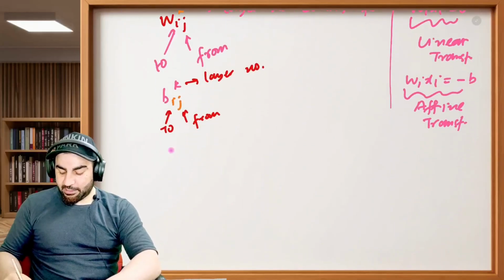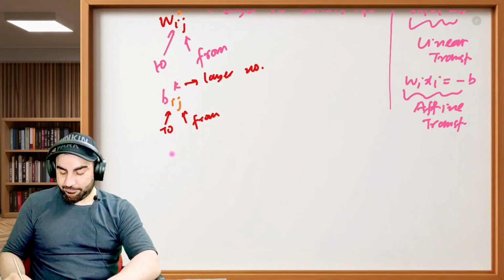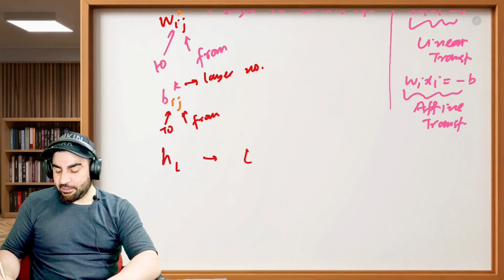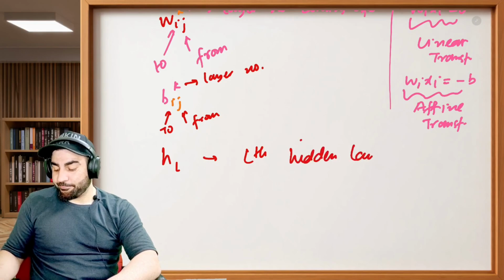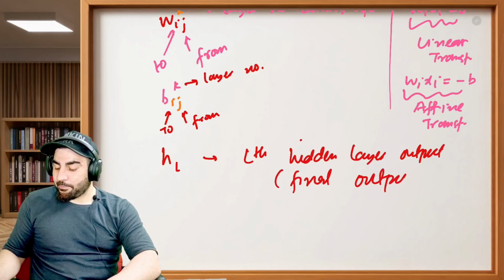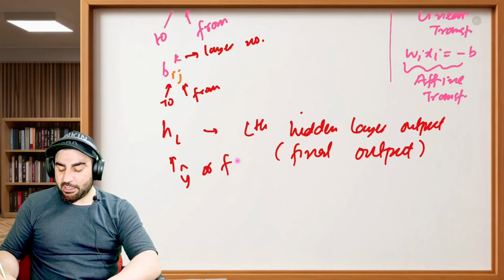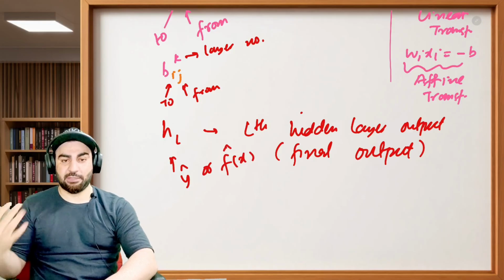Okay, and we can write it like HL. So this is the lth layer. So HL is the lth hidden layer output. So basically this is the final output that we have. Or we can write it like this, y hat, or we can also write it like f of x, and that is the prediction, the prediction function that we have.